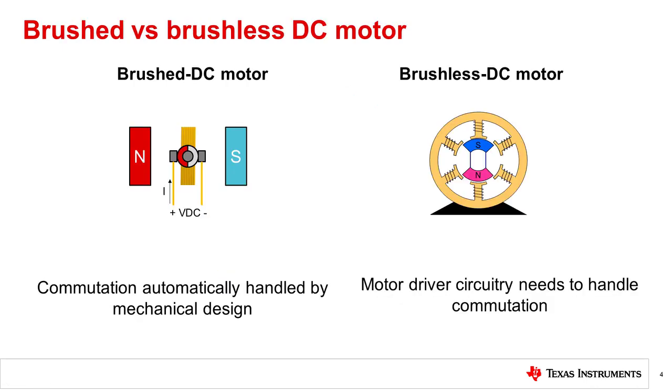The big distinguishing factor between brushed and brushless DC motors is commutation. In brushed DC motors, the commutation is automatically handled by the motor's mechanical design, and you can learn more about brushed DC motors in the module Brushed DC Motors 1 Basics. In brushless DC motors, the commutation needs to be decided by the motor driver circuitry using feedback of rotor position from the motor. The feedback mechanisms will be covered in a future video in this series.